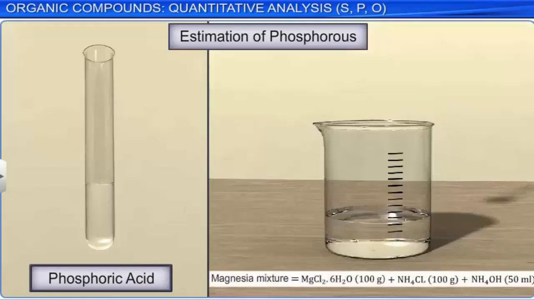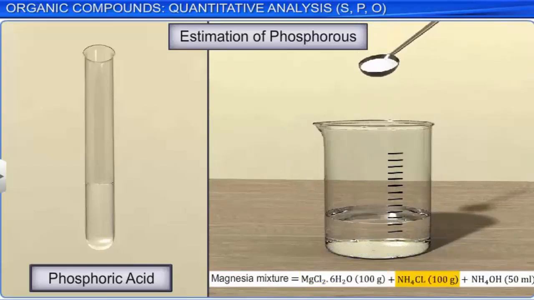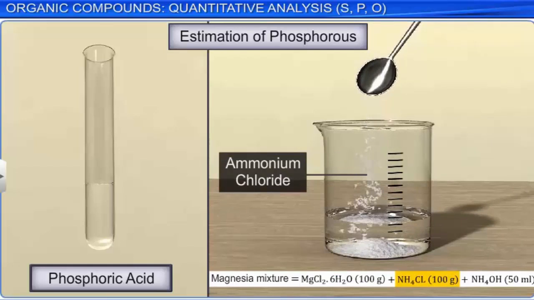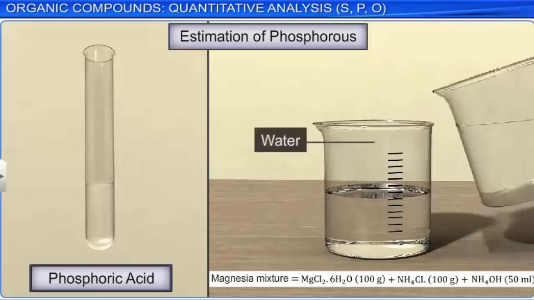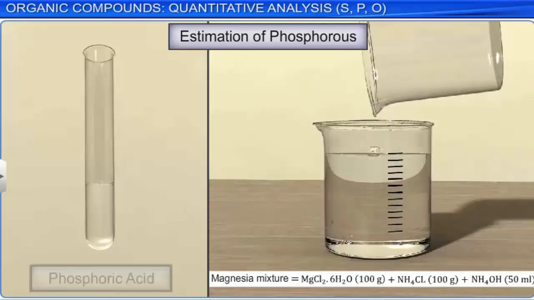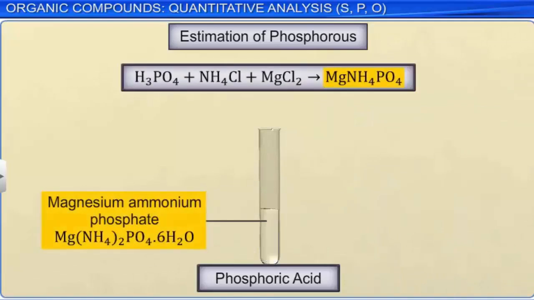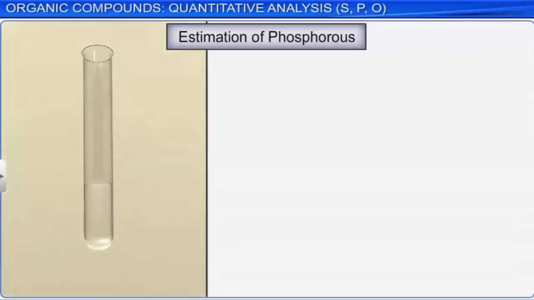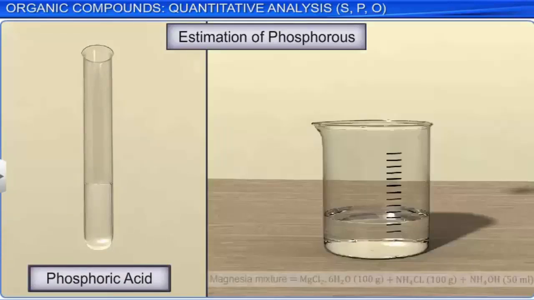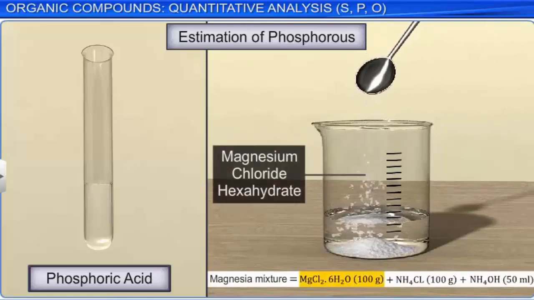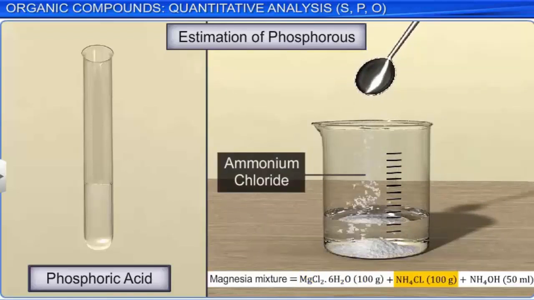Magnesia mixture is obtained by dissolving 100 grams of magnesium chloride hexahydrate and 100 grams of ammonium chloride in water. To this, 50 ml of ammonium hydroxide is added and the solution is diluted to 1000 ml. On adding magnesia mixture to phosphoric acid, a precipitate of magnesium ammonium phosphate is formed. This precipitate is filtered, washed, dried, and then ignited to produce magnesium pyrophosphate. From the weight of magnesium pyrophosphate, the weight of phosphorus can be estimated.